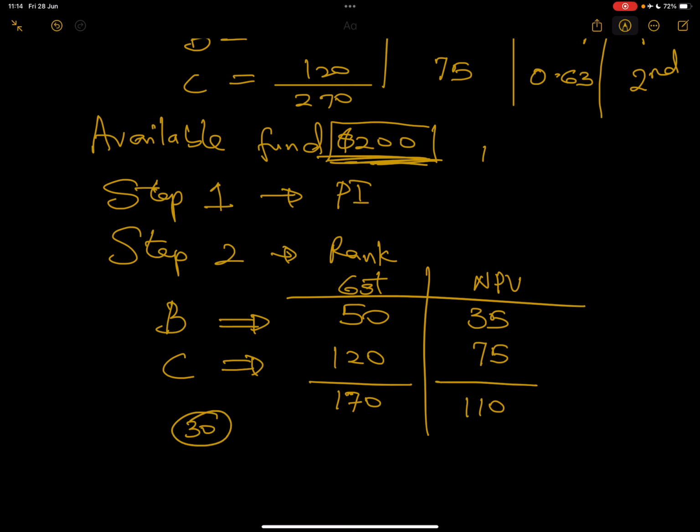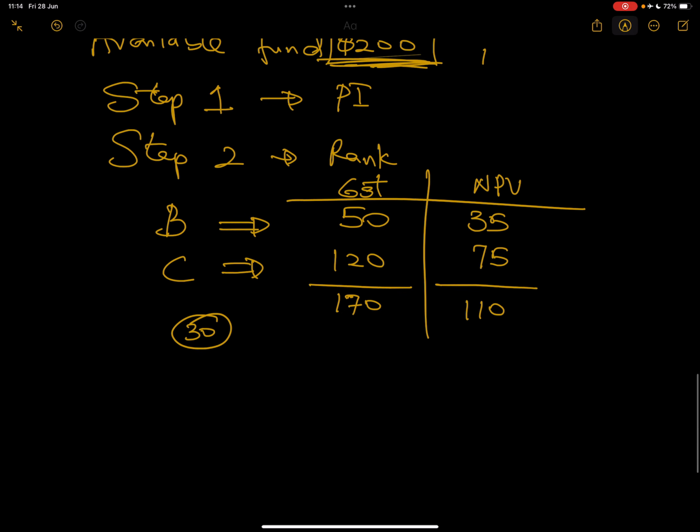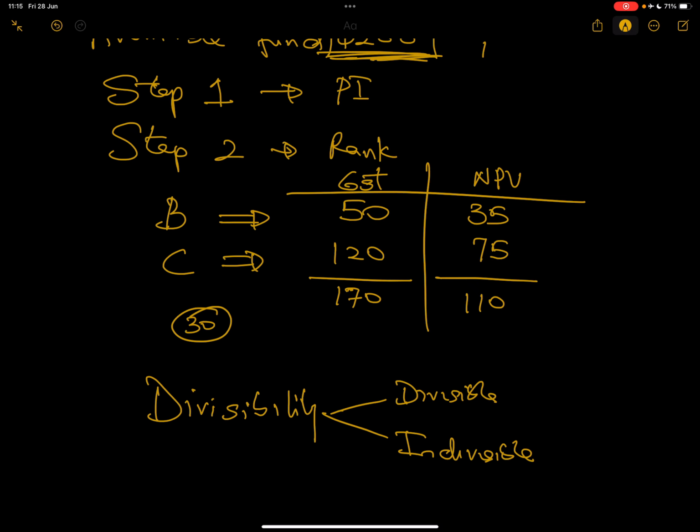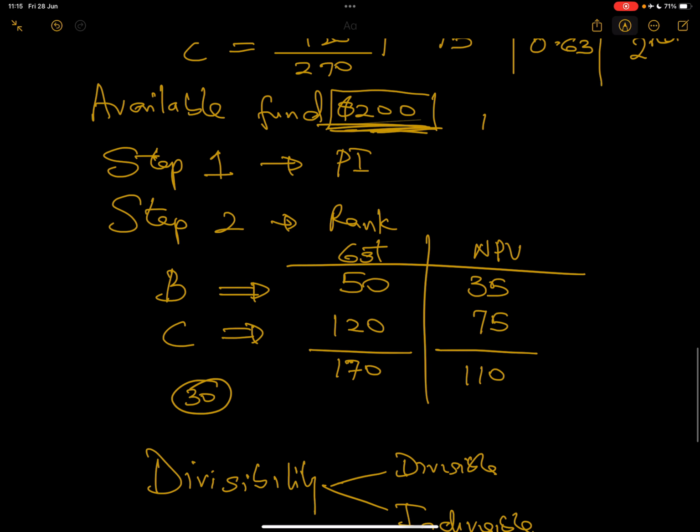However, since we had 200 to spend, there's still 30 that we can spend. Now, whether you spend this 30 or not depends on the way the question has been worded, and that is how I'm going to introduce the concept of divisibility, which they can bring to you. They will tell you whether the project is divisible or not divisible. So you can have divisible projects and you can have indivisible projects. If they have told us that project A is indivisible, this is the end of the question.